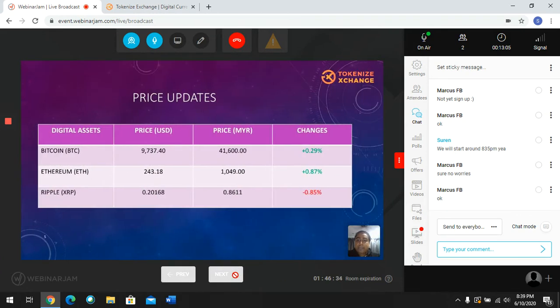All right. So price update. Bitcoin is trading today at around 9737.40 in US dollars. If you look at our trading platform, it will be 41,600. So that's around a 0.29% gain. On Ethereum, 243.18 in US dollars. In Ringgit Malaysia it will be 1049, and day to day up by 0.87%.